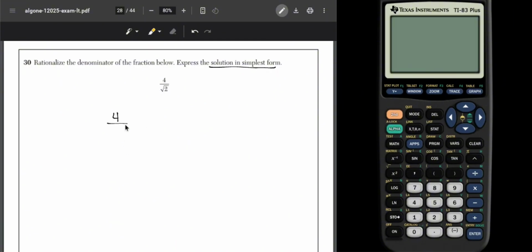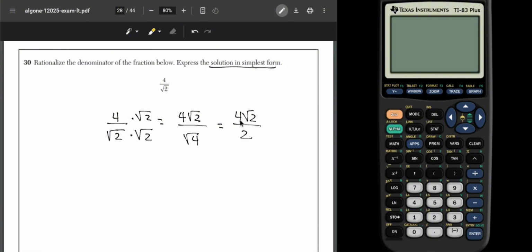So I have 4 over square root of 2. What I want to do is multiply my numerator and my denominator by square root of 2. So when I do that, I get 4 square root of 2 divided by square root of 4. Now, square root of 4 is equal to 2. So 4 square root of 2 over 2. That is my answer, right?